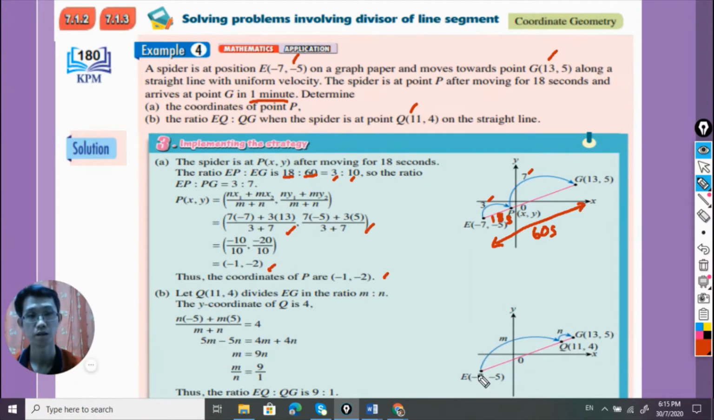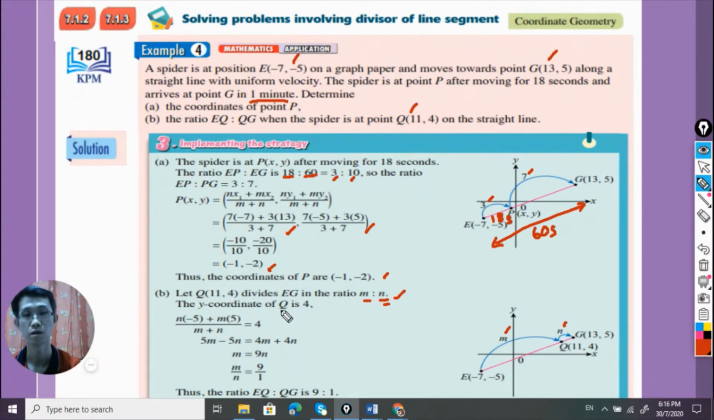So you will see that E is here, G is here, and Q is a bit closer to point G because it's at (11, 4). Here we carry the ratio m to n. So Q serves as the point that divides the line segment EG into 2 parts. Q is the internal point, so Q divides EG in the ratio m to n.